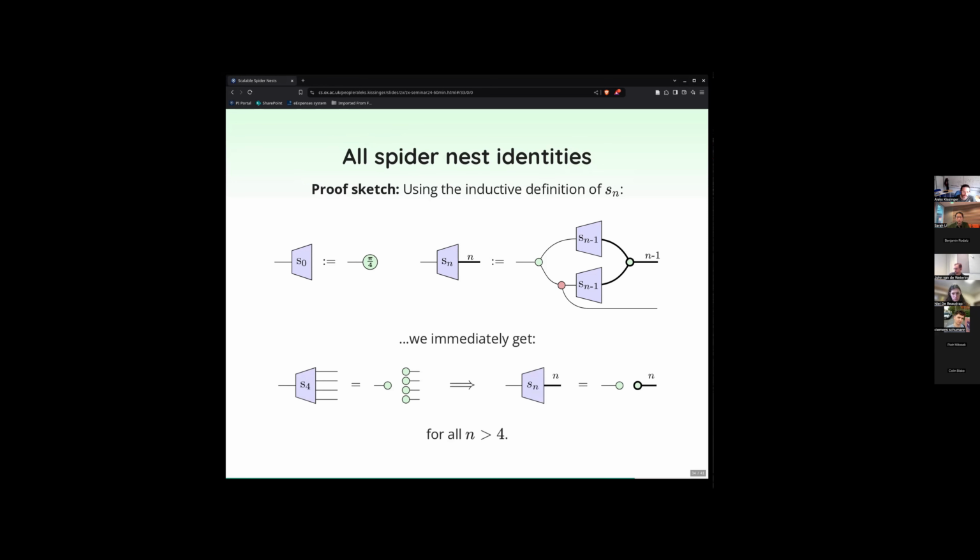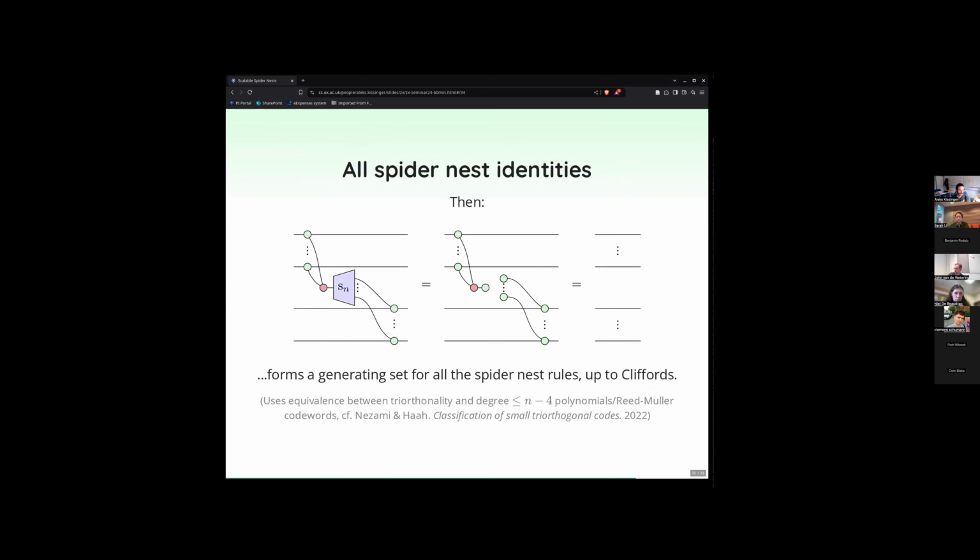Oh yeah, you can't see what I'm pointing at, right? But if you look at the top right, if I make Sn to be S5, then it's got 2 copies of S4 in it. Each of those would disconnect. Therefore, S5 would disconnect. And then you can argue inductively that all of the ones bigger than S4 disconnect. But then using that fact, you can show that this forms an infinite generating set for all the spider nest rules up to Cliffords.